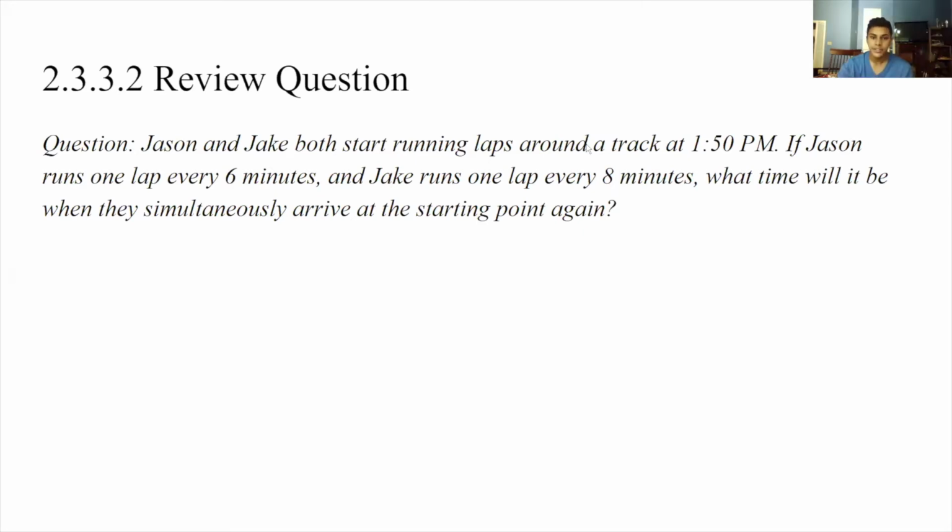So the correct answer to this question was 2:14 p.m. So the question says, Jason and Jake both start running laps around a track at 1:50 p.m. If Jason runs one lap every 6 minutes and Jake runs one lap every 8 minutes, what time will it be when they simultaneously arrive at the starting point again? And it's asking us for a time as our answer, which is why our answer is 2:14 p.m.